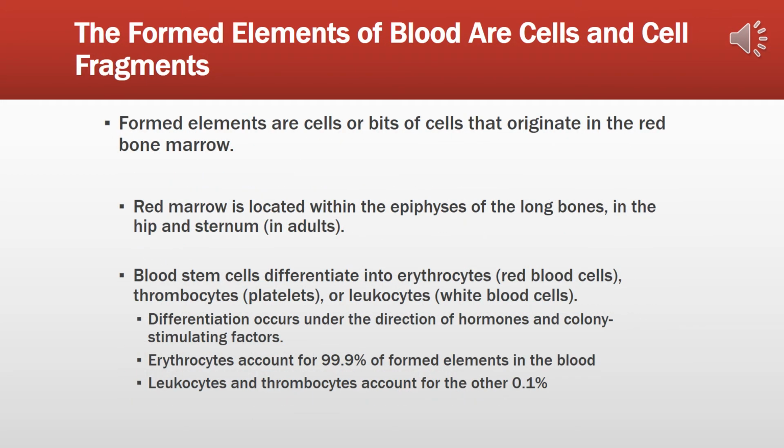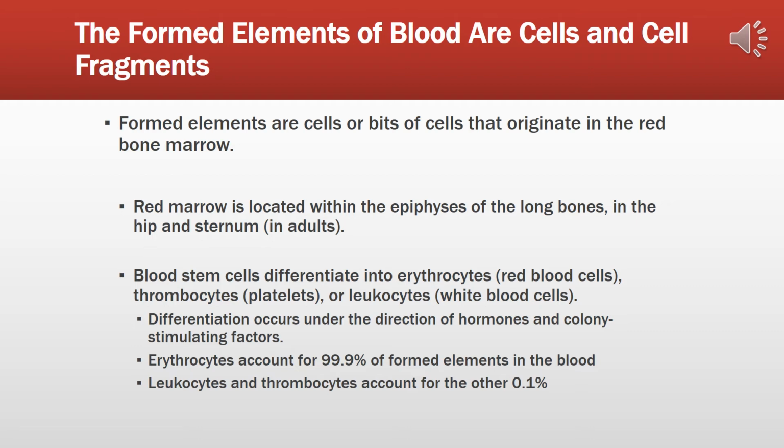So the formed elements of blood are cells and cell fragments, all of which originate from the red bone marrow. And this red bone marrow is located within the apices of long bones, such as those in the hip and sternum in adults. Of course, in children, red bone marrow is located in nearly all bones.